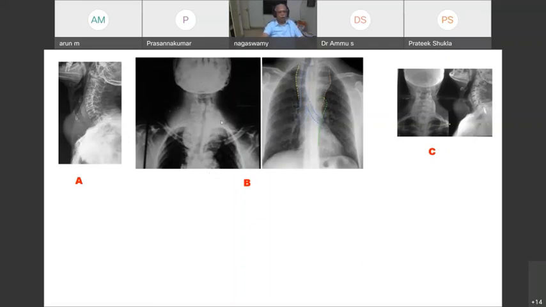Okay. These two are the same thing, enlarged and marked. Diffuse swelling, which is going down, means up till mediastinal. So it is entering the thorax also. Correct? Yes, sir. Swelling entering the thorax. Okay. What about the third one?